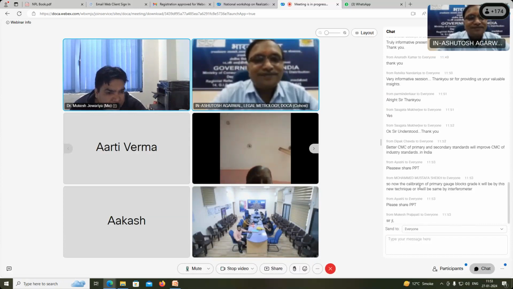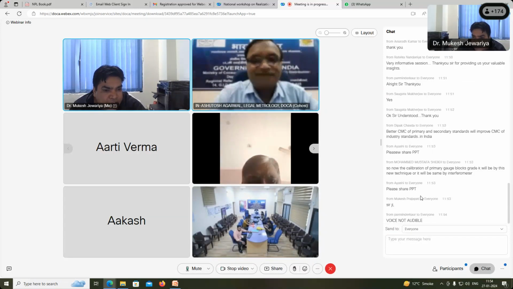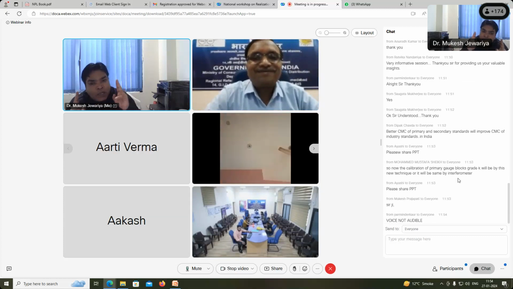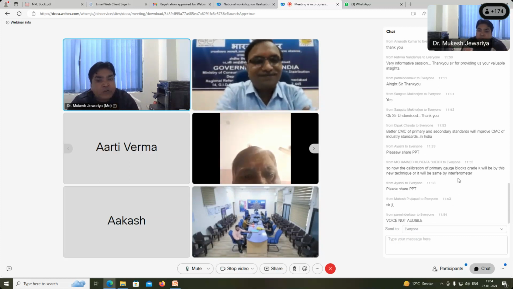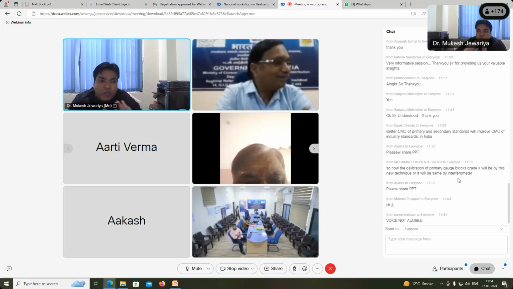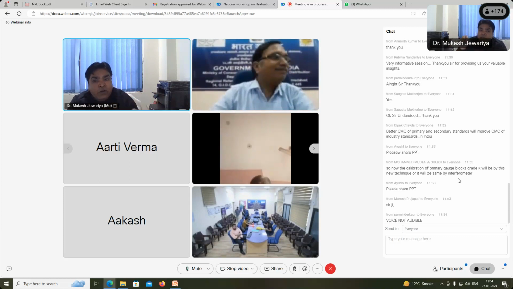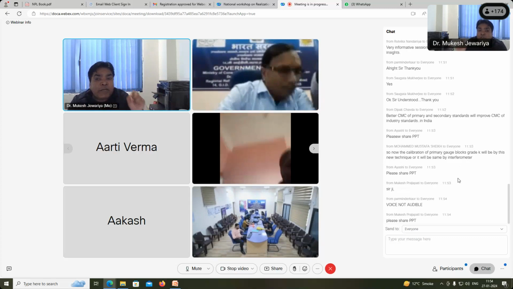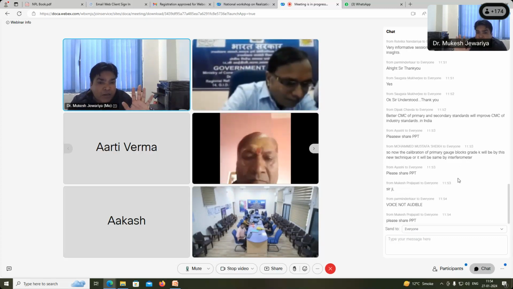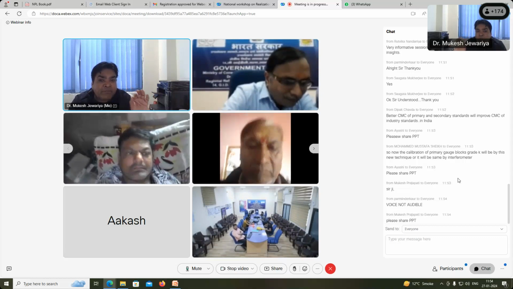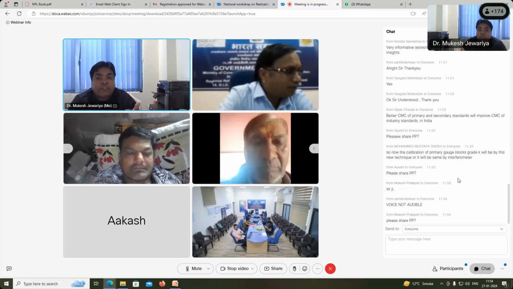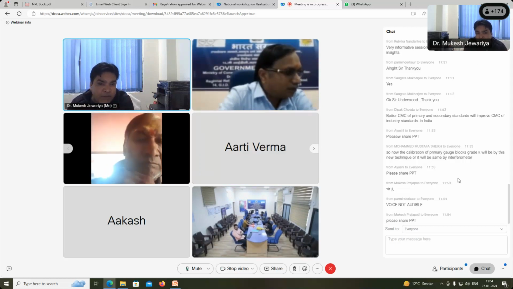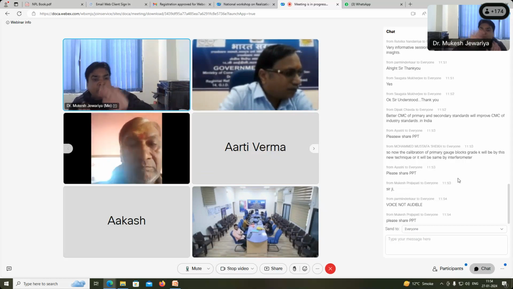One more. Now the calibration of primary gauge block grade K will be by this new technique, or it will be same? No. The two things. People have established, if you see Egypt and other country, or even BIPM and US, they are also measuring the gauge block using comb. And also with the gauge block interferometer. So both are okay, because gauge block uncertainty is 0.2 micron, K grade. If K grade uncertainty is 0.2 micron, so you can use normal interferometer. If it is more than that, let's say 0.02 micron, nanometer, then of course you need comb, but that is not defined yet. So you understand the practicability.